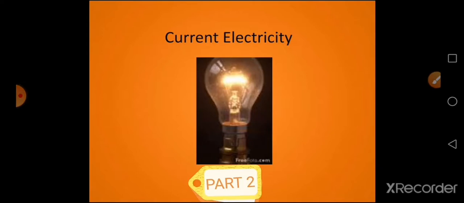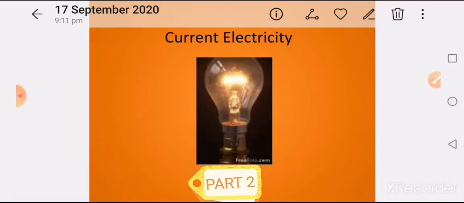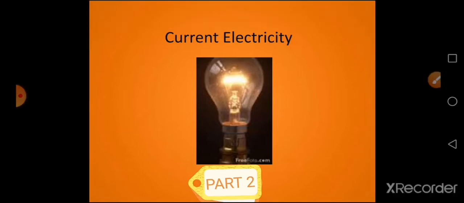So we have already started with your chapter number 8, current electricity. Now today we are coming to the second part of your chapter, that is some concepts and terms related to current electricity which you have to understand first before going deep into the chapter, right? So let's see what are those terms and concepts.